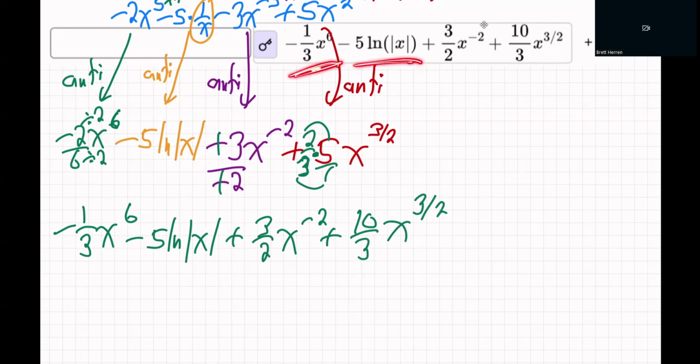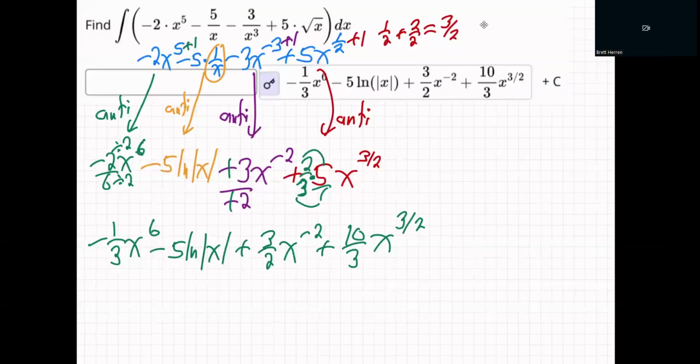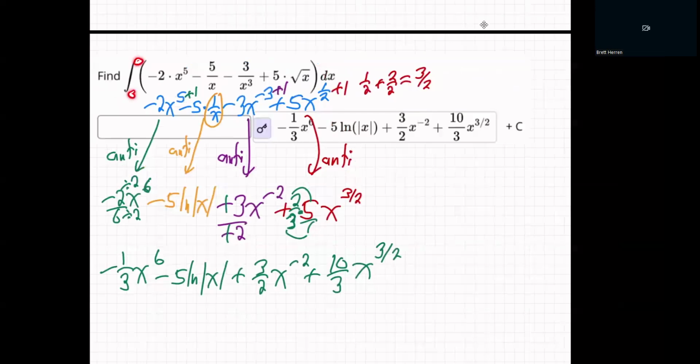Minus 1/3 x to the 6. Minus 5 natural log absolute value of x. Plus 3 halves x to the minus 2. Right? These all match up. And plus 10/3 x to the 3 halves. Well, there's no bounds on this, and this integral didn't have any numbers, lower bound, upper bound, so we don't have to do the brackets and put in the numbers. We're just done right here. They put the plus c in there for us already. And there we go.